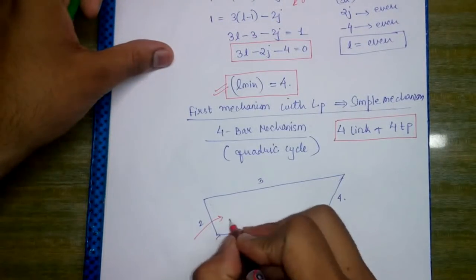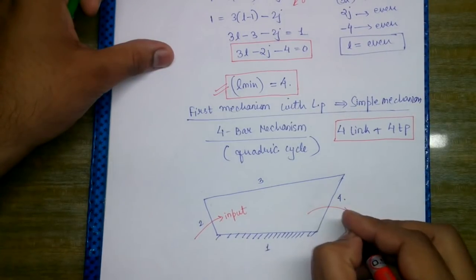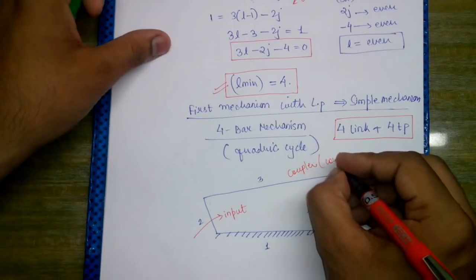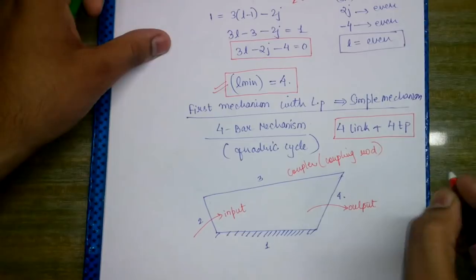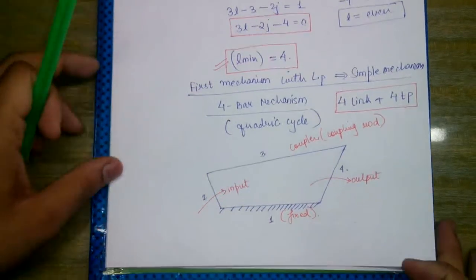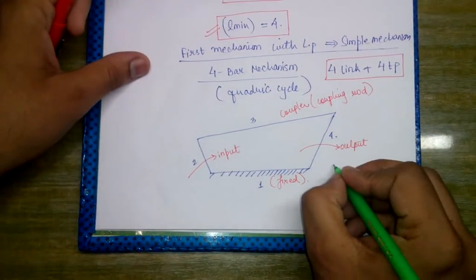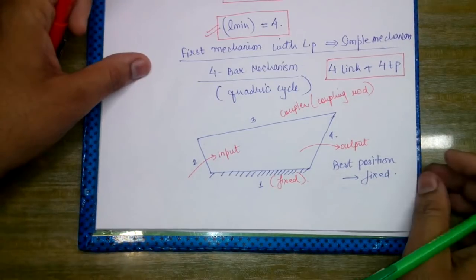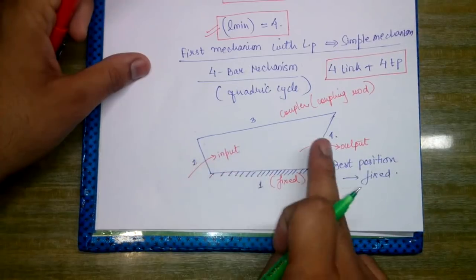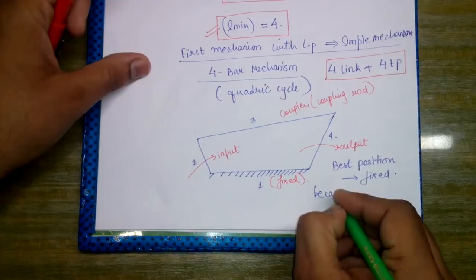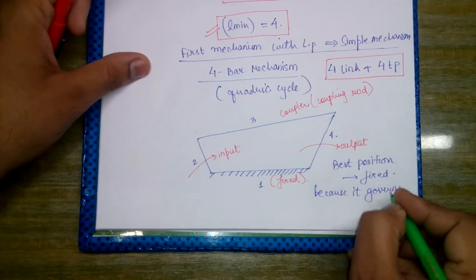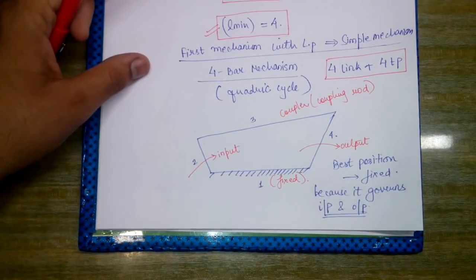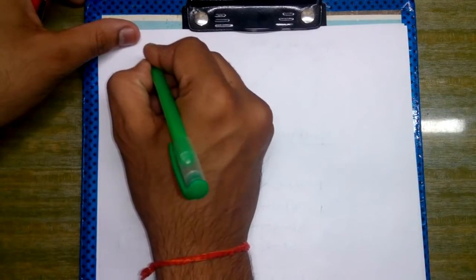Now this is called the input link, this is called the output link, this link is called the coupler or coupling rod, whereas this portion is the fixed portion. We see that the best position for any mechanism is the fixed position, because it governs both input and output. The input and the output both are governed by the fixed position, and hence it is the best position.